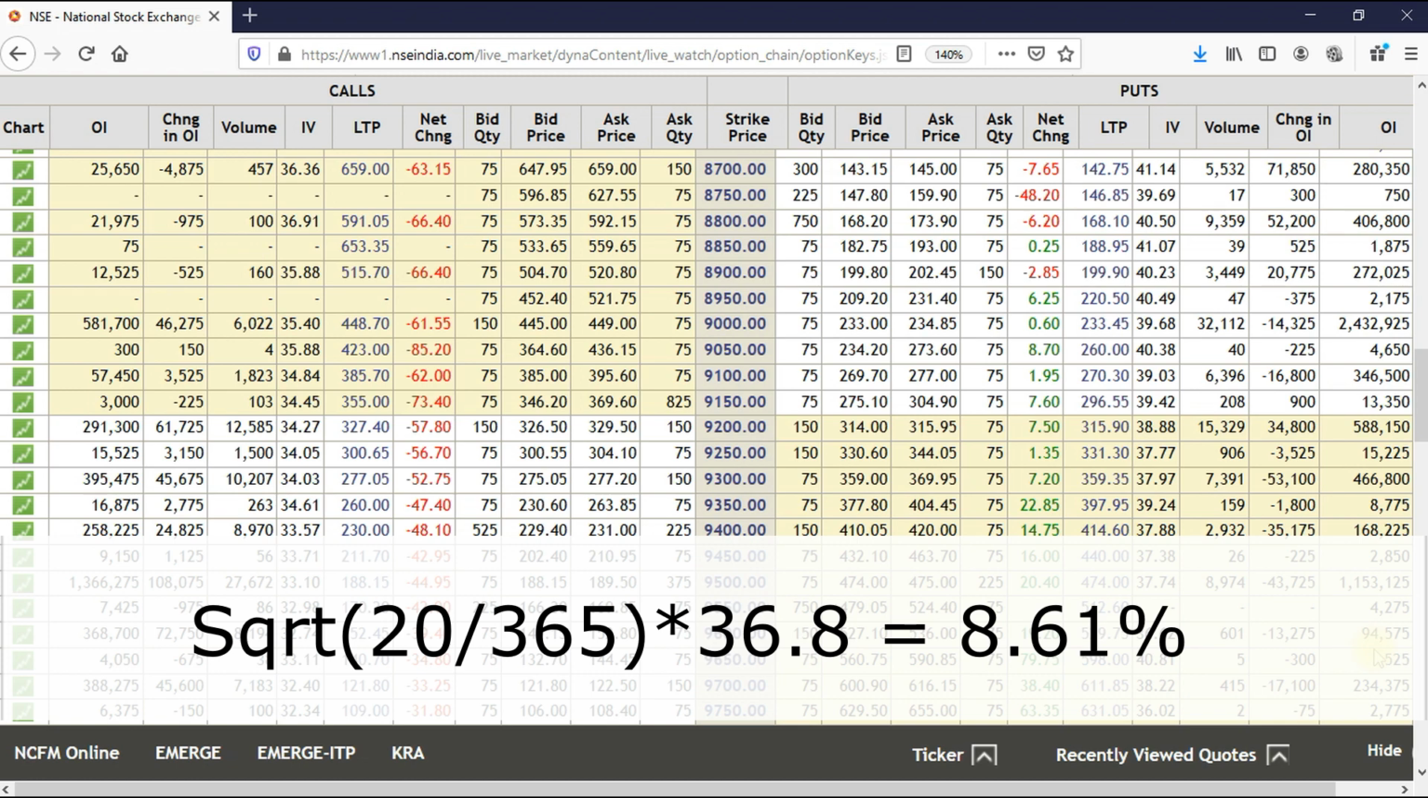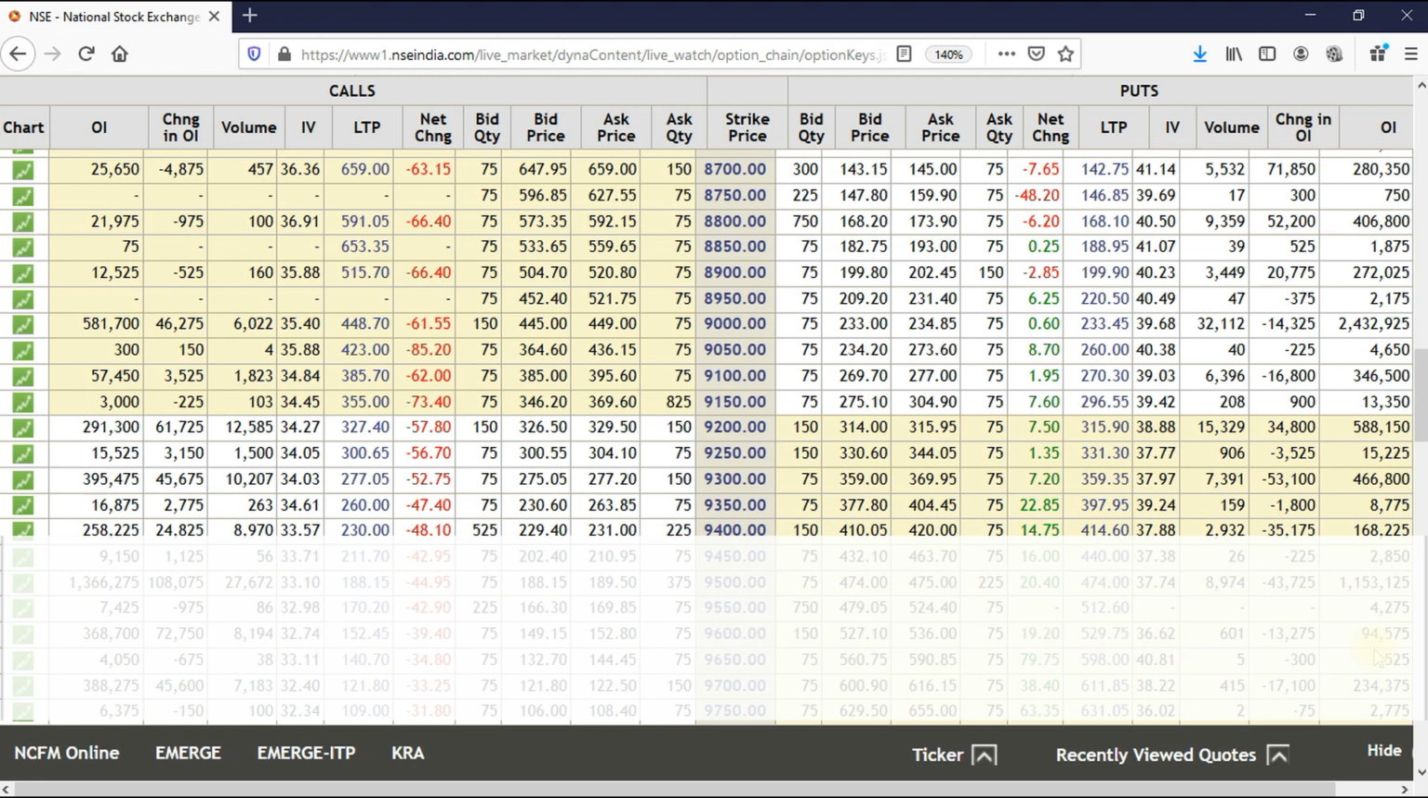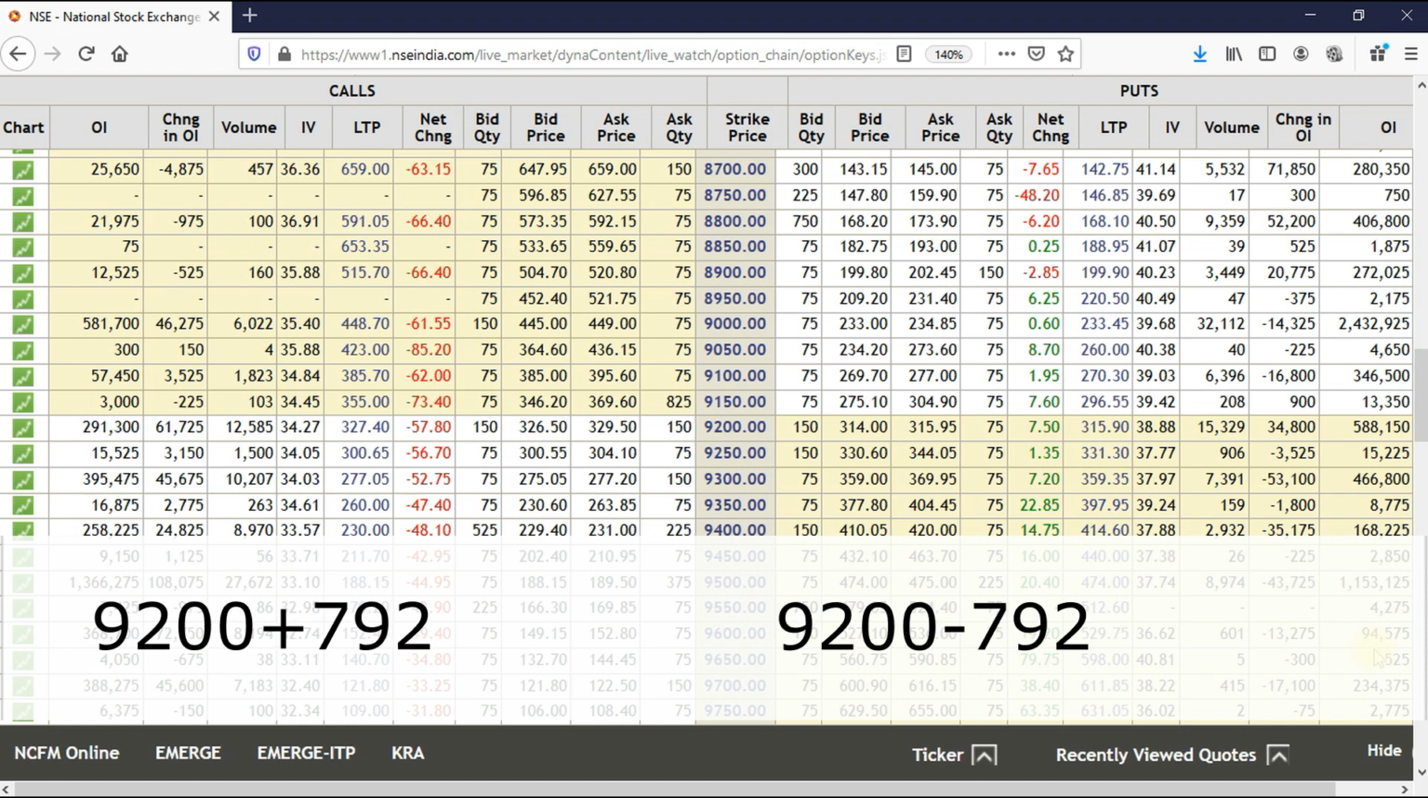One more thing to keep in mind is that this IV keeps on changing from time to time. So, market perception will also be changing from time to time. But as of now, this contract by May 28th can move between 9,992 and 8,408 and close in between. How much is the probability? 68%. So, you can keep this info at the back of your mind and use it as a confluence to your analysis.